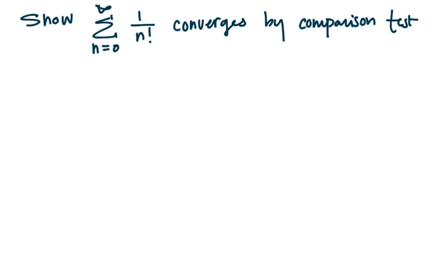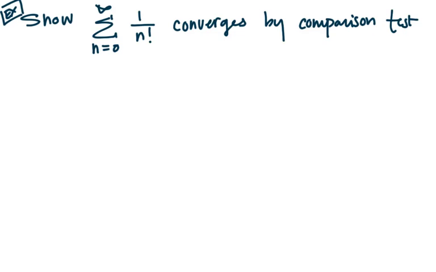So we're going to do another example here. We are going to show a convergent series. So we're going to show that this series from n equals 0 to infinity, notice my index starts at 0 here, of 1 over n factorial, converges, and we're going to do this by using the comparison test.